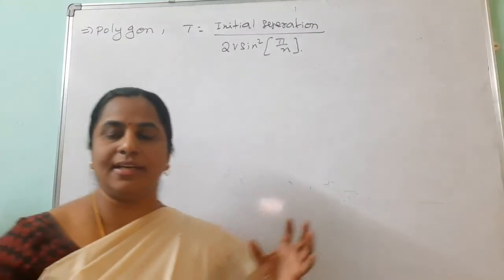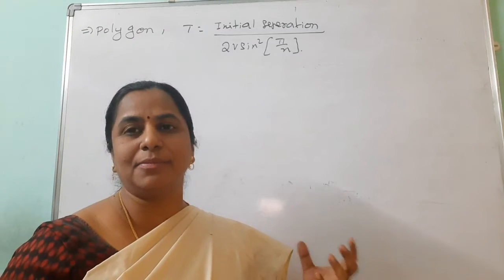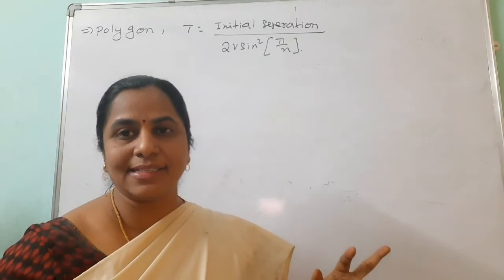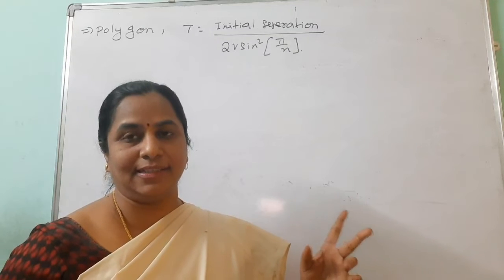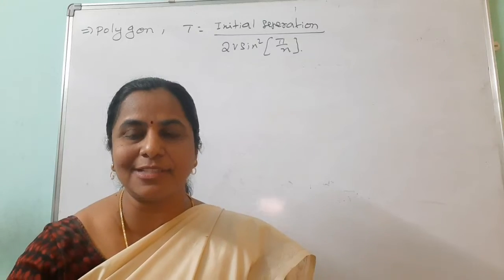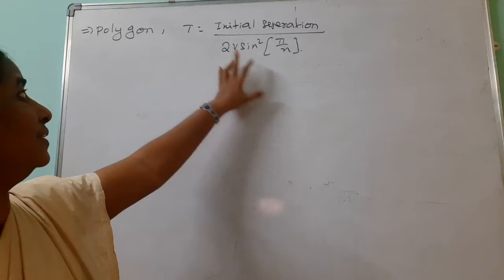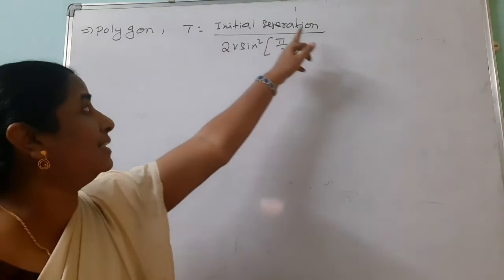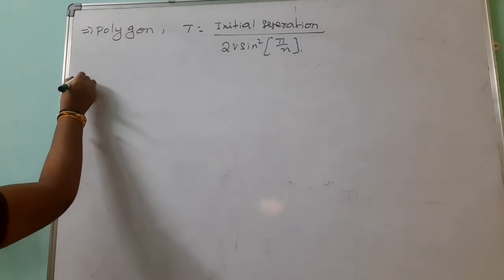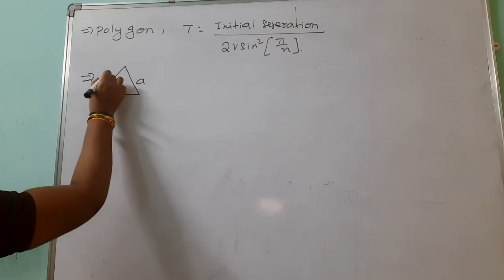The next question is related to relative motion only, but here we are taking a polygon. Polygon means many sides are there. Suppose we consider n sides and the particles are at the corners. The person is moving towards the next person, like the second person is moving towards another person. How much time will they take to meet each other? The direct formula is initial separation by 2v sine square pi by n. Suppose we take a triangle. Triangle means how many sides? 3 sides.